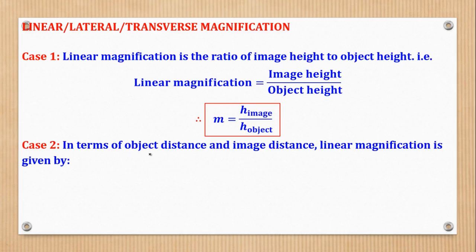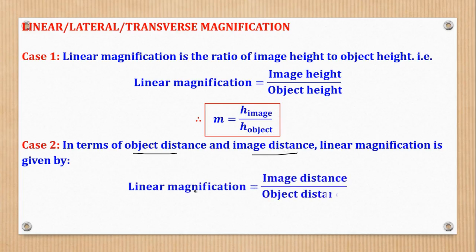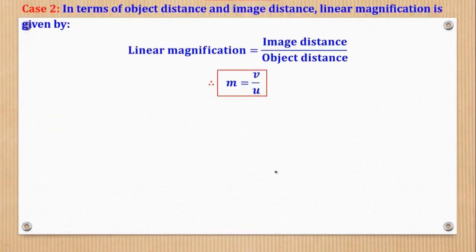The second one can be in terms of object distance and image distance. In that case, linear magnification is equal to image distance over object distance. Remember, the first one was image height over object height. Now we are dealing with image distance over object distance, and that is the second formula for magnification. Any of these formulas you choose to apply is okay, because it will give the same answer. That is case 2.